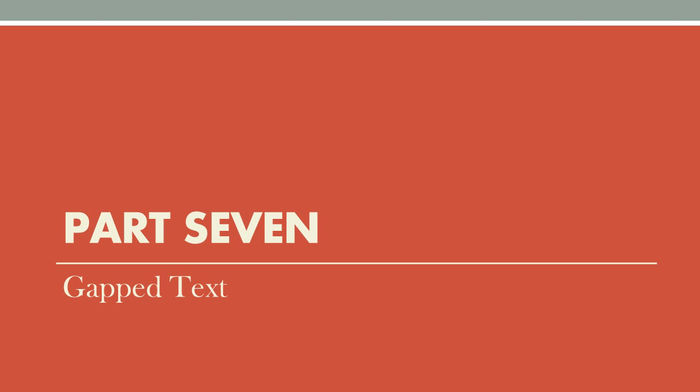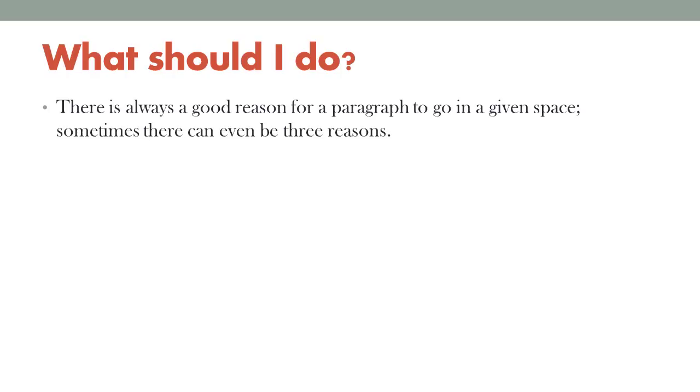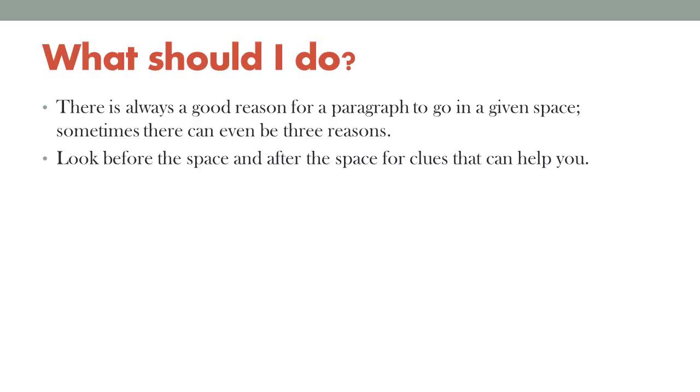Okay, part 7 is a more familiar task. This is the gapped text. In this task you have an extended piece of writing and 6 of the paragraphs have been removed. It's your job to figure out which paragraphs from those given fit into each position. Now, there's always a good reason for the paragraph to go in a given space, and sometimes there can even be 3 reasons for it. Something before the space and after the space can give you a clue, and also something in the space. So there's a lot to look for.